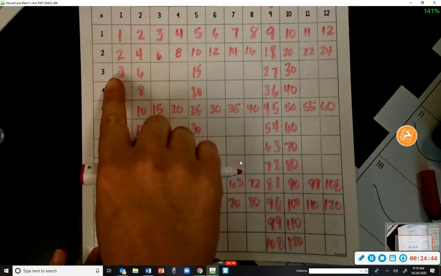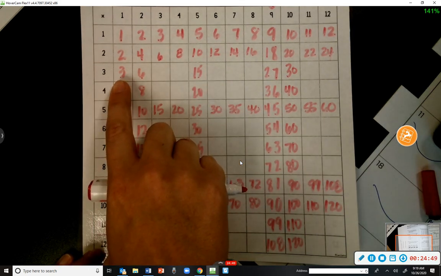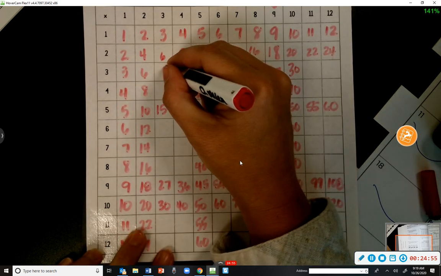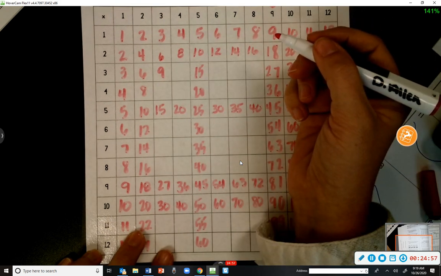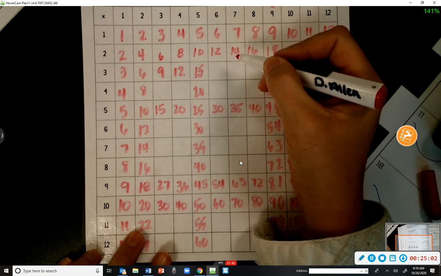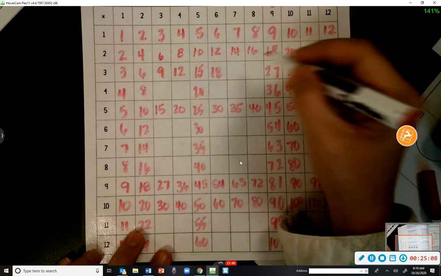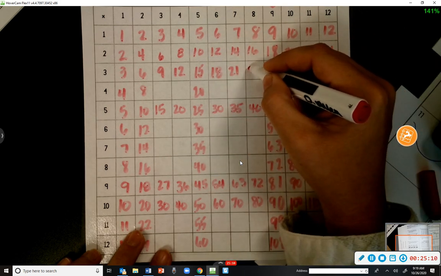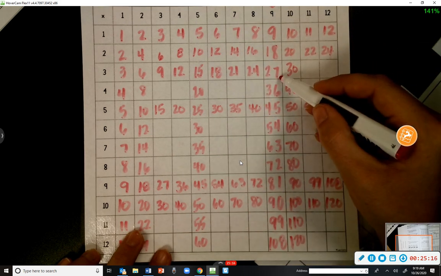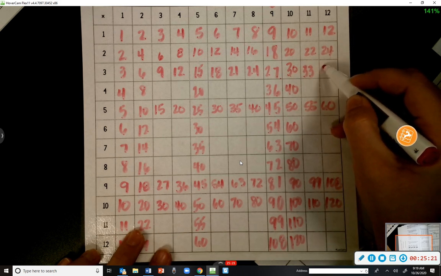So let's start by going... Y'all want to go down or you want to go across? Across. Okay, so I have 3, 6. What comes next? 9. What comes next? 12. Good. We're just counting by threes. What comes after 15? 18, 21, 24, 27, 30. This would be 33. And 36.